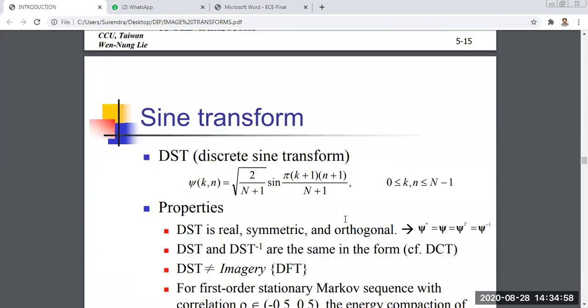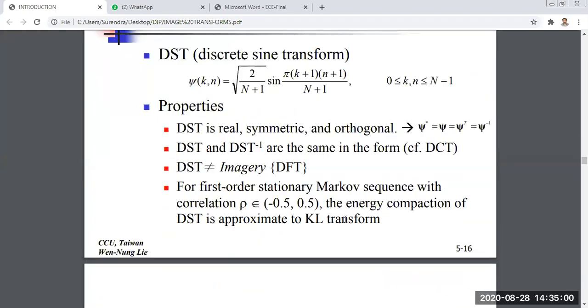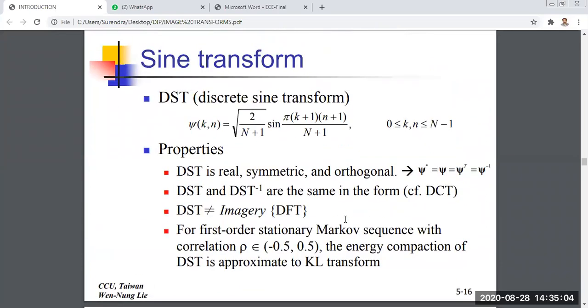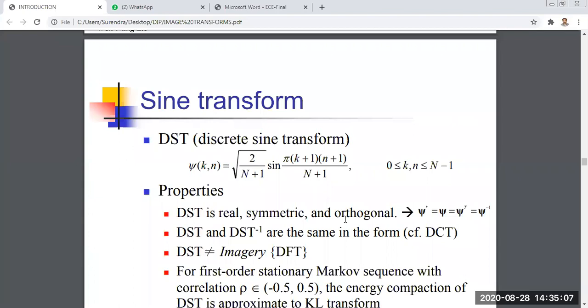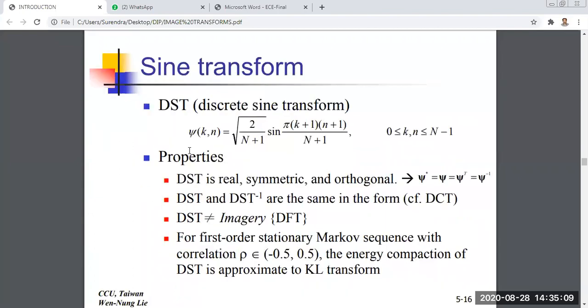Next one, sine transform. Actually it is not in our syllabus. Just for reference, you have to note it down. Discrete sine transform is simply like the previous case C, but here we are using psi. C means cosine transform, psi means sine transform. So psi of k comma n.